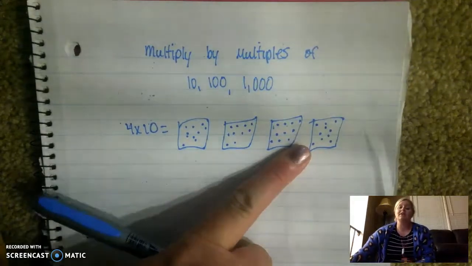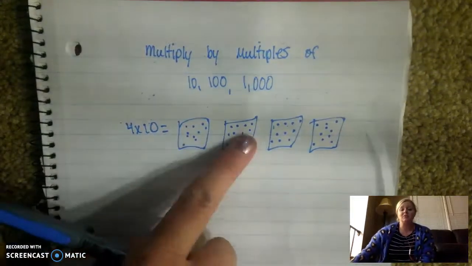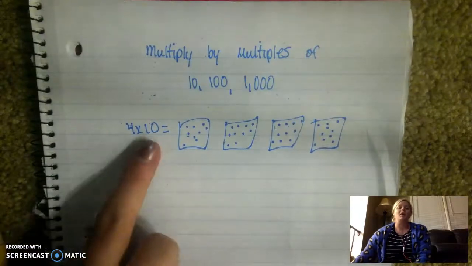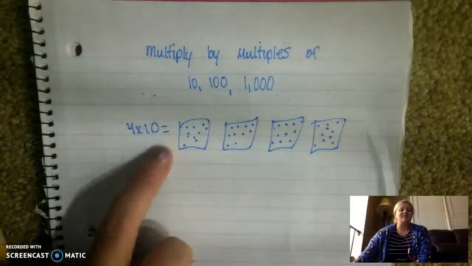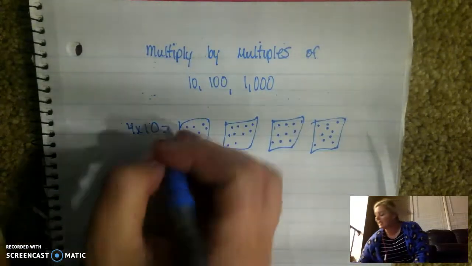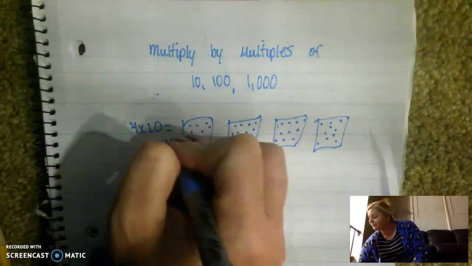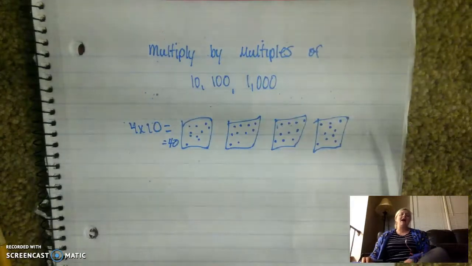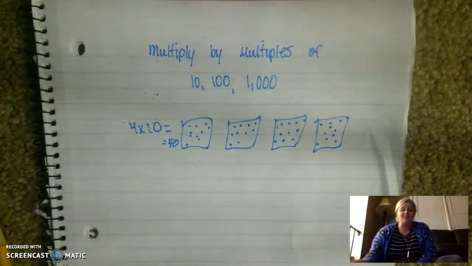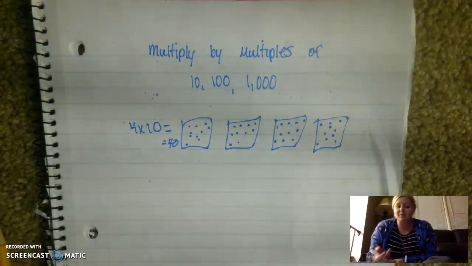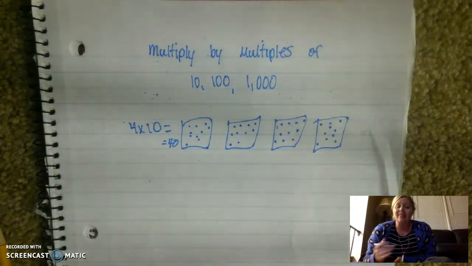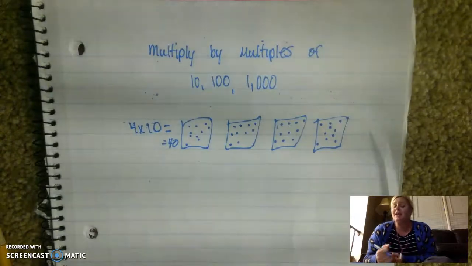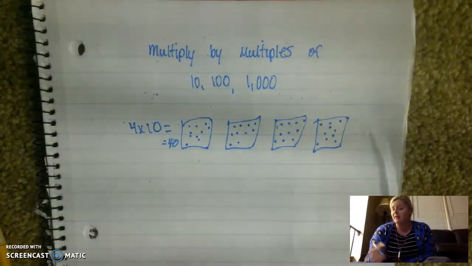So I could skip count: 10, 20, 30, 40. Or I know that I have 4 times 10. This is my base 10. So 4 times 10 equals 40. Now, let's say I was wanting to see a pattern with the zeros. Before I tell you what this pattern means, let's look at another example and see if you can start to find the pattern.